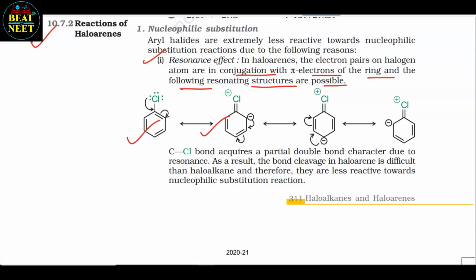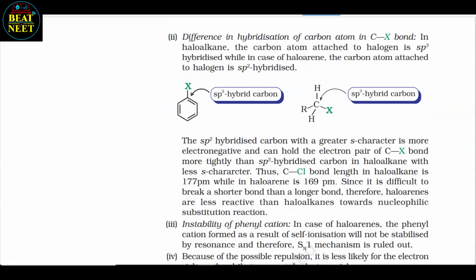Here you can see all possible resonating structures. The C-Cl bond acquires a partial double bond character due to resonance. As a result, the bond cleavage in haloarene is more difficult than in haloalkane, and therefore they are less reactive towards nucleophilic substitution reaction. Number 2, difference in hybridization of carbon atom in C-X bond.